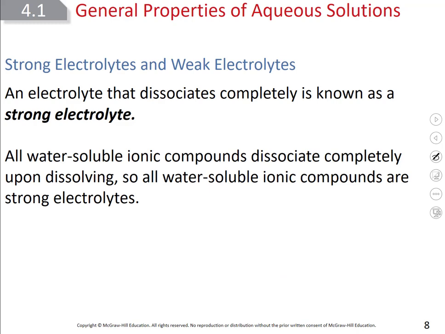All right. Electrolytes can further be categorized as either being strong electrolytes or weak electrolytes. A strong electrolyte is one that dissociates or ionizes completely. So close to 100% of what went in broke apart. Whereas a weak electrolyte is one that only partially does. So what kinds of things are strong electrolytes? All water-soluble ionic compounds dissociate completely. So they're all going to be strong electrolytes. So sodium chloride, salt. It's water-soluble, it's ionic, it will be a strong electrolyte.